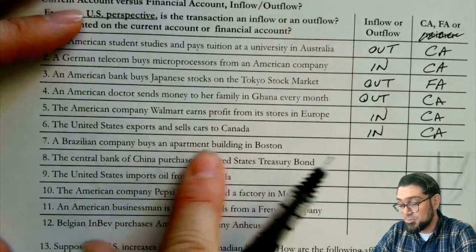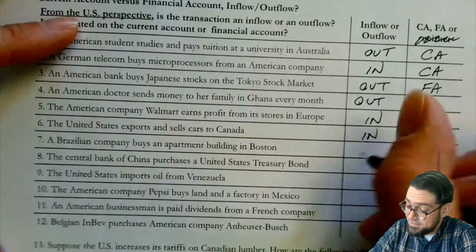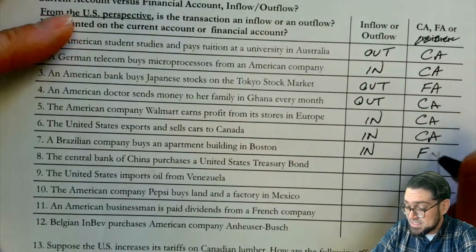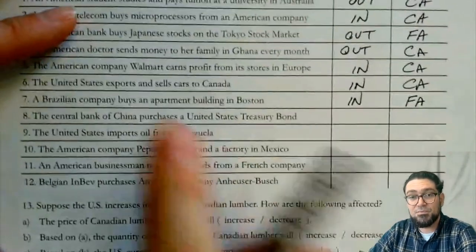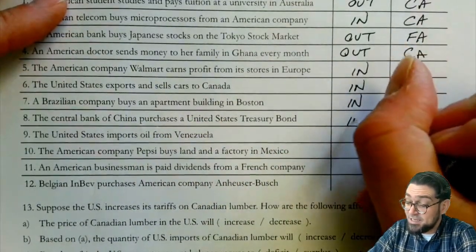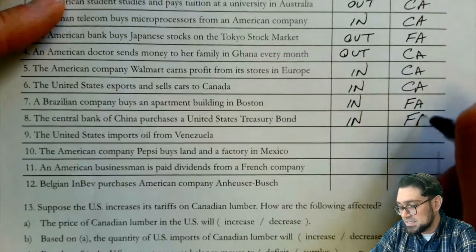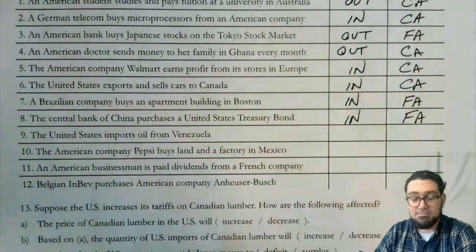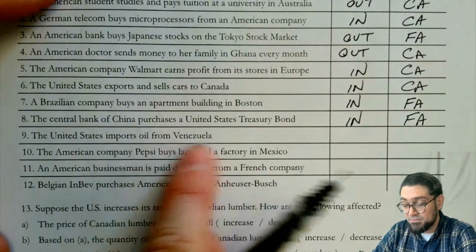A Brazilian company buys an apartment building in Boston. The money is flowing into the United States, and real estate is on the financial account. The Central Bank of China buys a US Treasury bond. Again, money's flowing into the United States, and in this case, it's another financial asset. It's a bond.